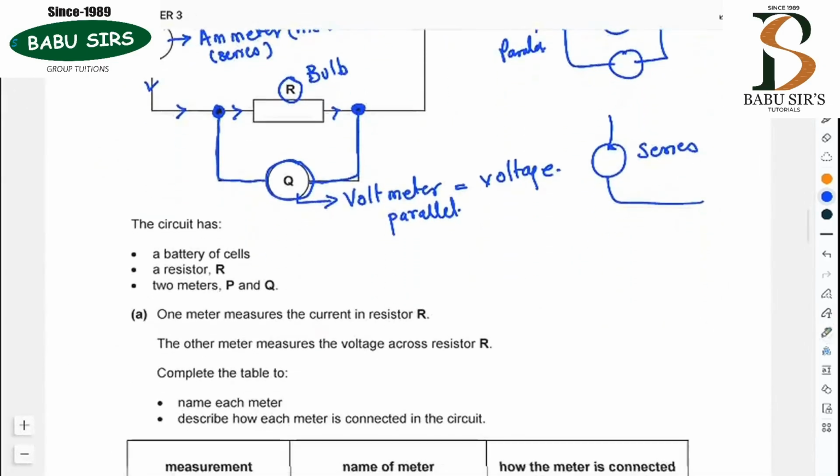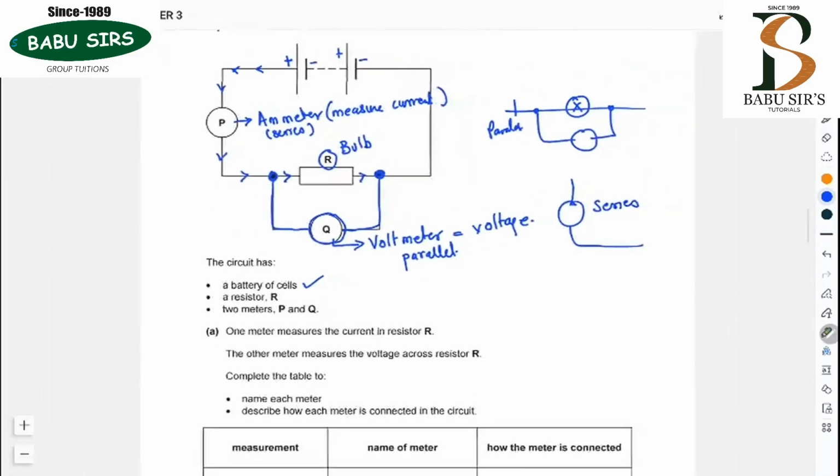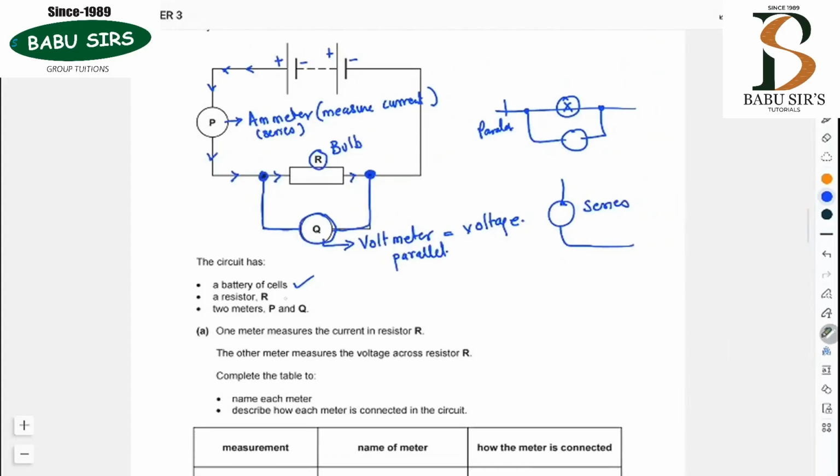Let's see now what they have asked. The circuit has a battery cell, so we have marked the battery cell plus and minus. A resistor also, we have marked here. That is the bulb. Two meters: one is P, that is the ammeter, and one is Q, that is the voltmeter. That also we have marked.